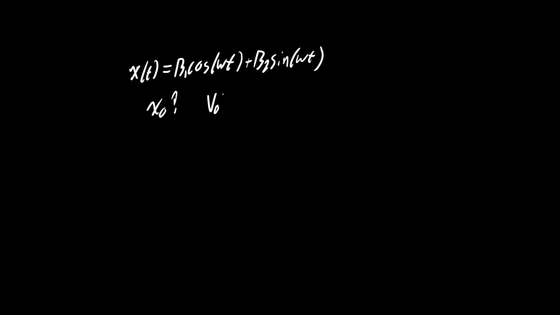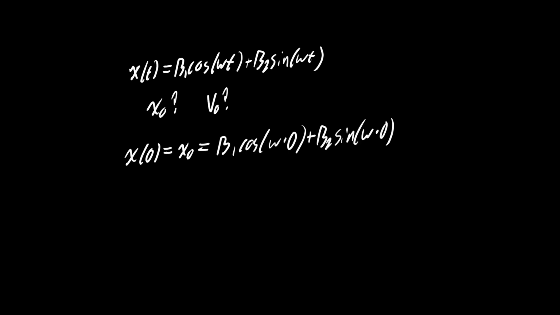We will think generally. Say we want an initial position x0 and initial velocity v0. How would the solution look like? At t equals 0, our position must be x0. You can see here that all we are left with is just b1, and therefore b1 equals x0.